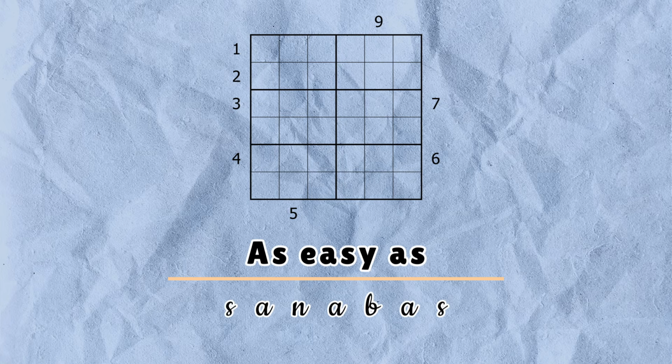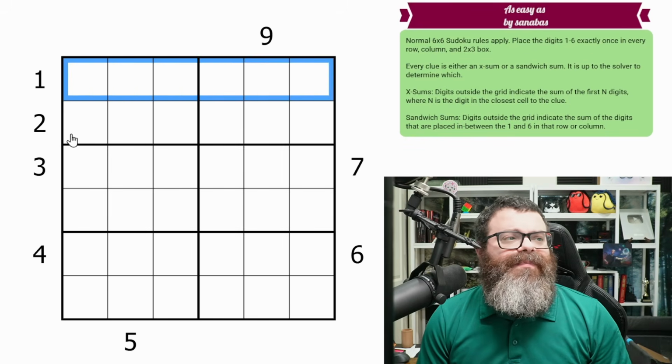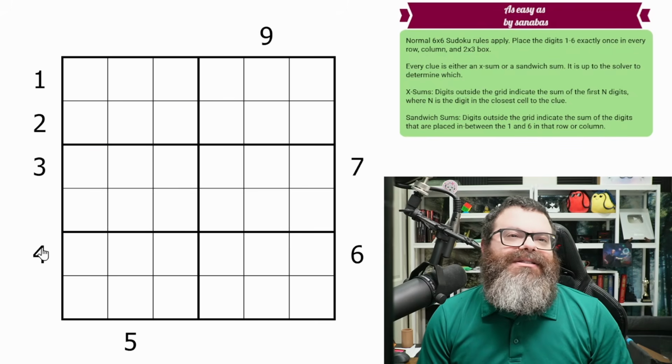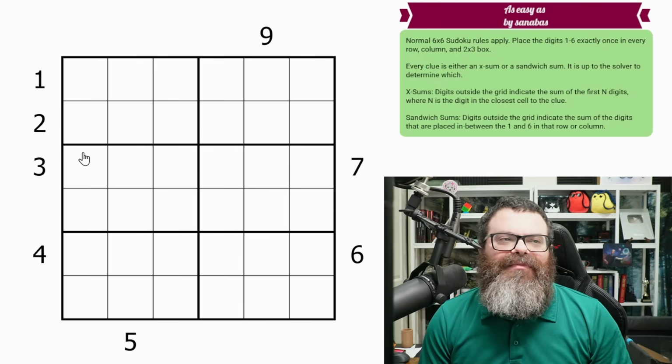Hello, let's continue our Sudoku adventure with As Easy As by Sanabas. So we have normal 6x6 Sudoku rules. That means in each row, each column, and each 2x3 box, we are placing the digits 1 to 6 exactly once each. Now every clue outside the grid is either an X sum or a sandwich sum, and it's up to us to determine which.